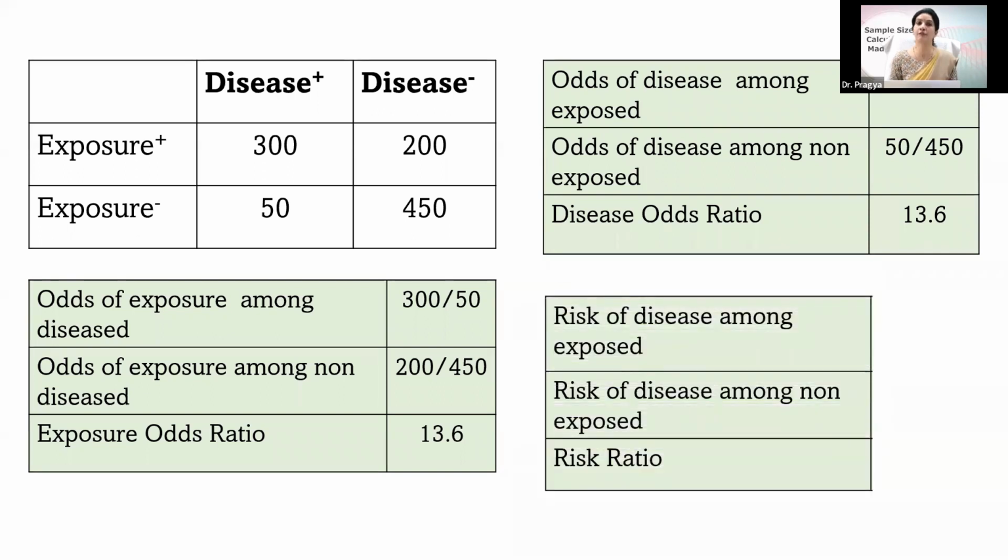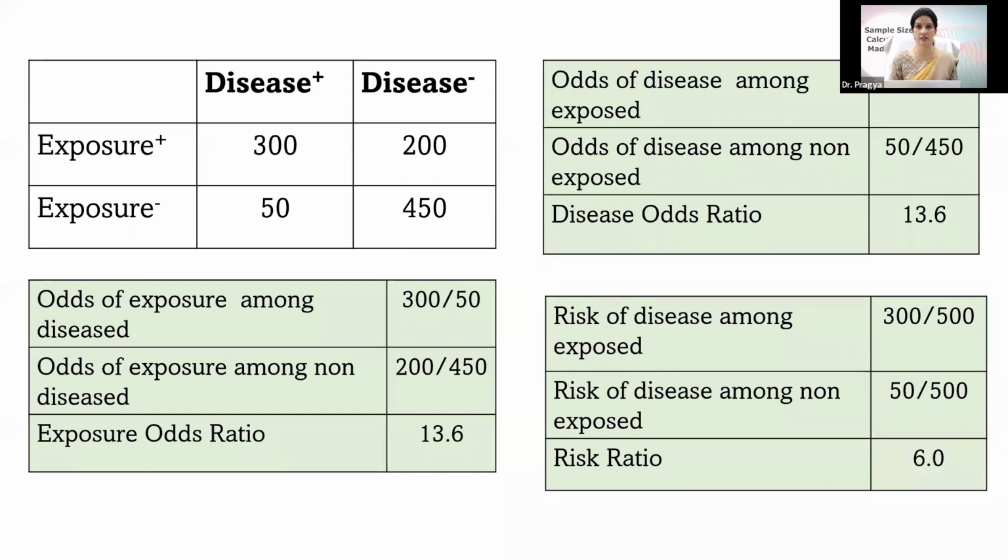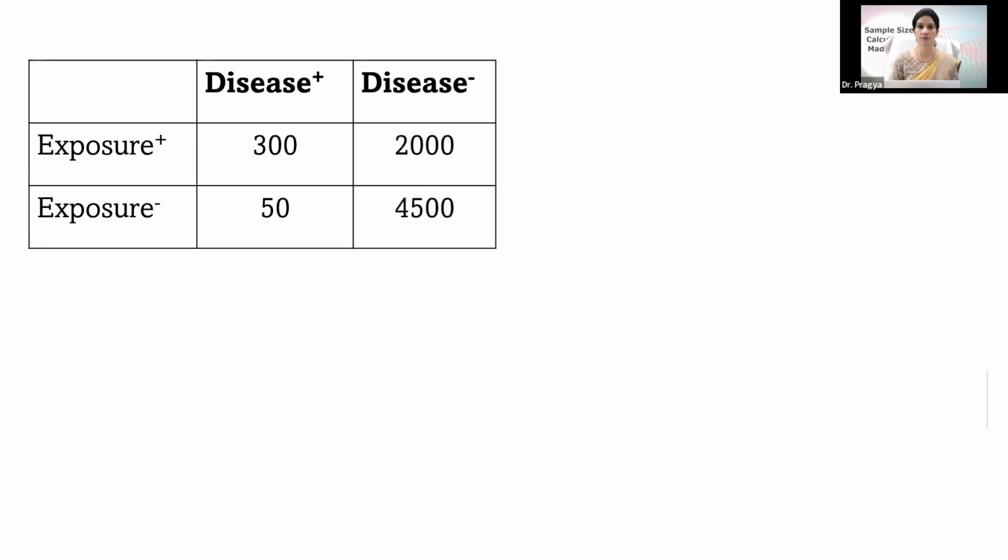But in this case, if you see the risk, then the risk of disease among exposed will be 300 by 500. Risk of disease in non-exposed will be 50 by 500. And the risk ratio will be 6. So this is the first example. So you can see here that there is a difference between the odds ratio and relative risk. And in this case, the risk ratio is approximately half of the odds ratio.